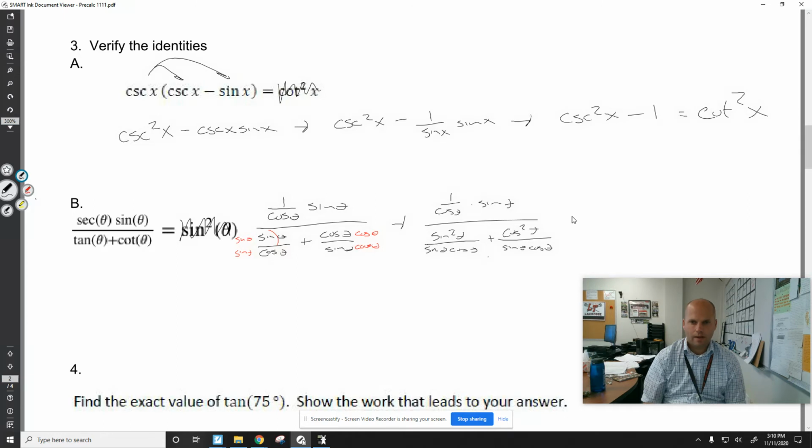Okay. Now, when you have a common denominator, you're allowed to add the numerators together. So I have 1 over cosine theta times sine theta in the numerator. In the denominator, I have the numerators added together over the common denominator.